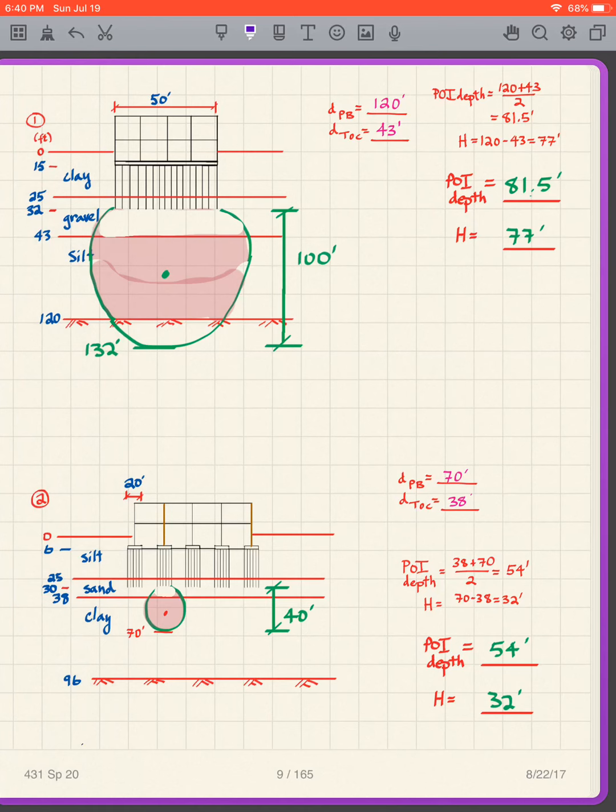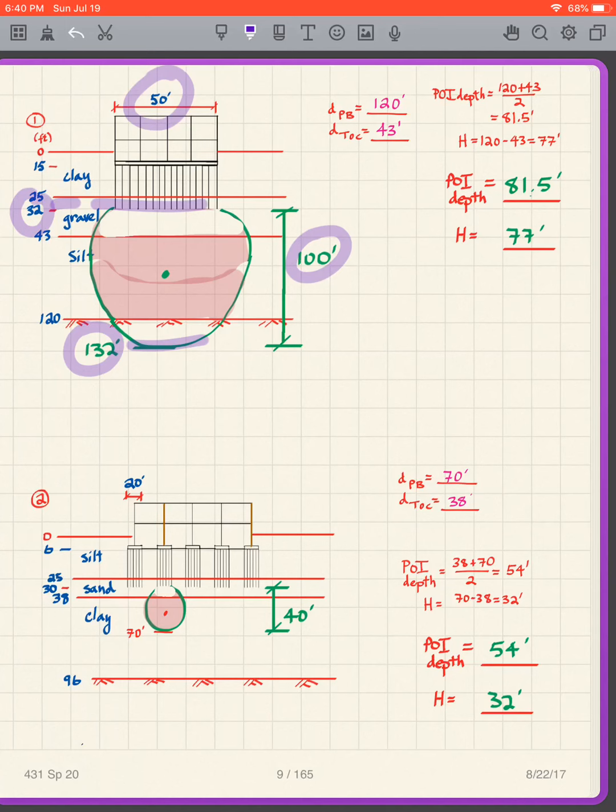Now we have a little bit of a trick with this one. For the first one, what do we find? Well, 2B is 100. 2 times 50 is 100. There's my 100. It goes down below the tips, which are at 32, so I go to 132. Well, what happens when I hit 132? 132 is in the rock.